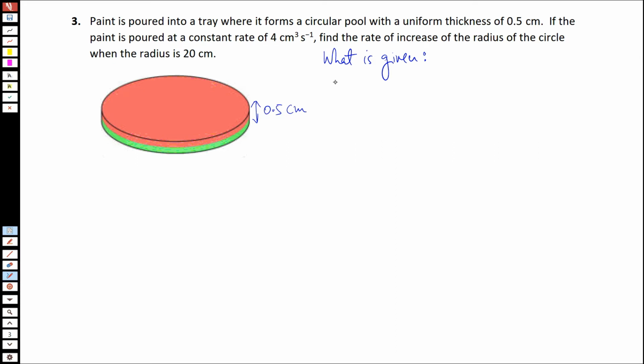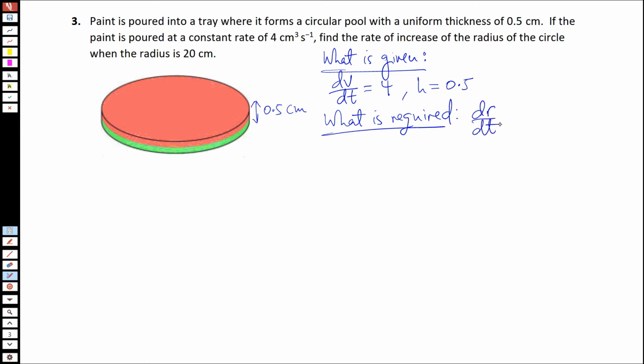is that we have the rate at which the volume changes or increases is 4, and we are also given that the circular pool has a uniform thickness of 0.5, so h is equal to 0.5. So we are required to find the rate of increase of the radius of this circle when the radius is 20. So what is required is dr over dt, at r is equal to 20.